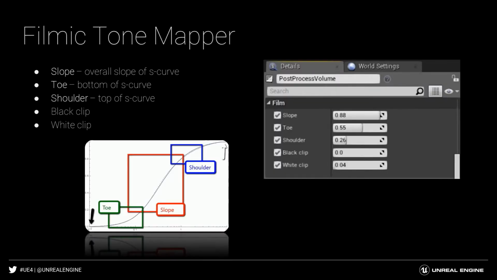The Tone Mapper in Unreal is essentially an S-curve, which you can see on the screen here. And the S-curve has several parts that you can adjust inside of the post-process volume. First of all, you'll find the slope. This controls the overall shape of the S-curve. Next, at the bottom of the S-curve, we have the toe, which controls the darks. And at the top of the S-curve, we have the shoulder, which controls the brights. Finally, we have black clip and white clip. These are used to control the maximum darkness and the maximum brightness, respectively.